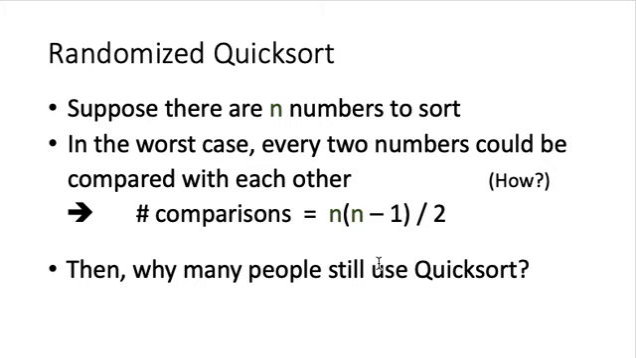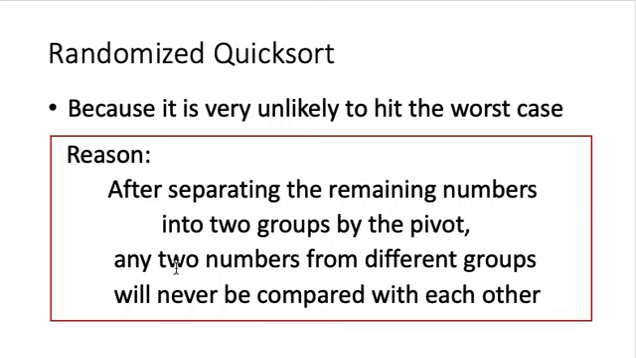The reason is that when we compare two numbers, one of them must be a pivot. And in such a case, the pivot will never be compared with the same number again in the future. Now, this is like a worst case, which is very bad. It is like n squared. And there are actually faster algorithms in theory, but in practice, there are still many people using quicksort. And what is the reason? The reason is that it is very unlikely to hit the worst case that I've just mentioned.